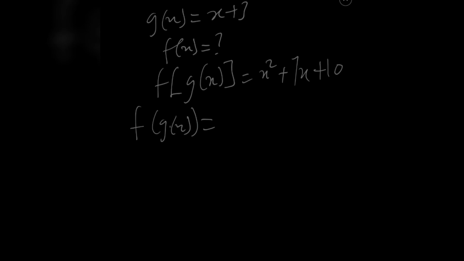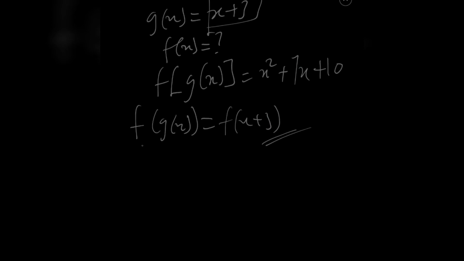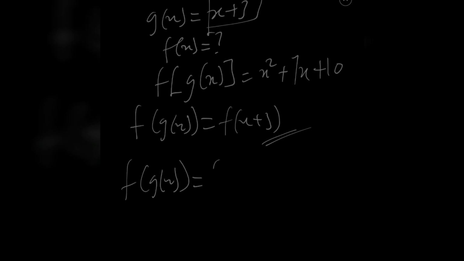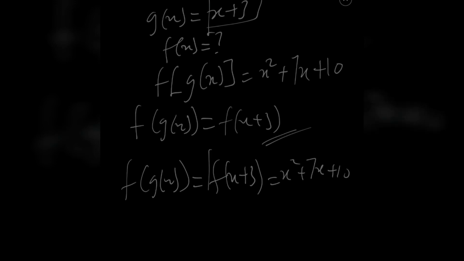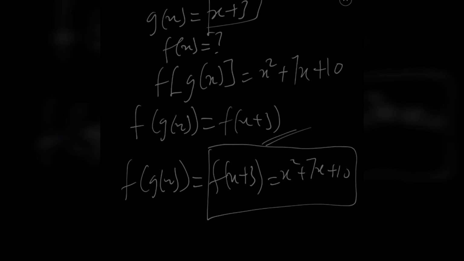So replacing g of x with its expression, which is x plus 3, will be f of x plus 3. So this turns to this. Alright, so f of g of x is now f of x plus 3, and then it will be equal to x squared plus 7x plus 10. So it's from this one that we are finding the f of x.